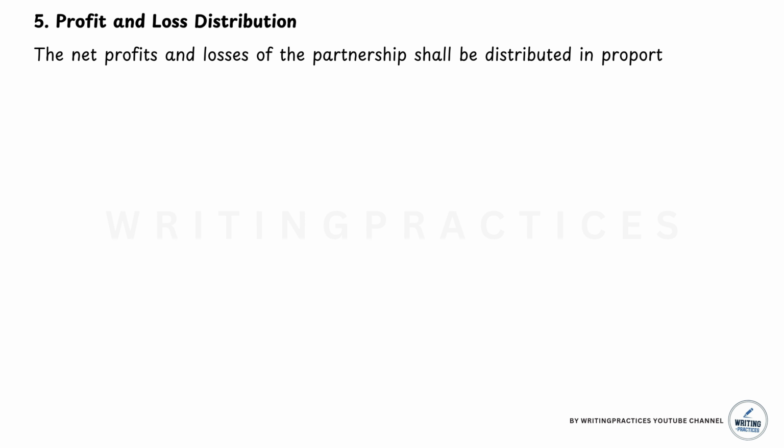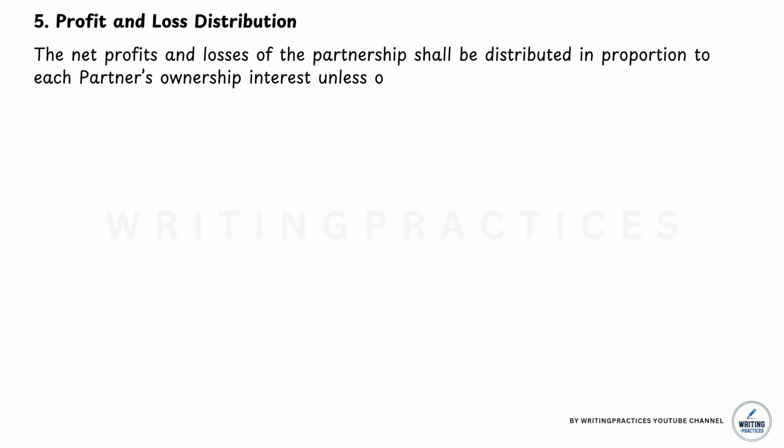Point number 5, profit and loss distribution. The net profits and losses of the partnership shall be distributed in proportion to each partner's ownership interest, unless otherwise agreed in writing. This section explains how profits and losses will be shared. You should follow the ownership percentages unless you agree otherwise in writing. This is important because financial clarity prevents conflicts, and legally, it ensures fair distribution based on agreed terms.